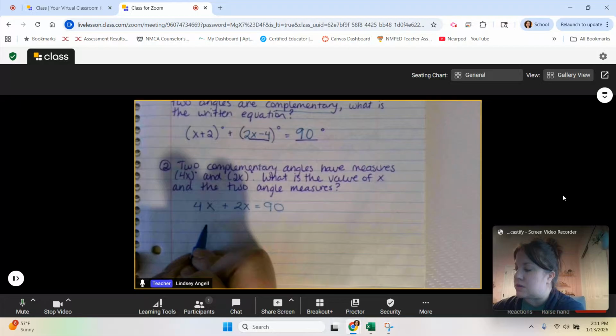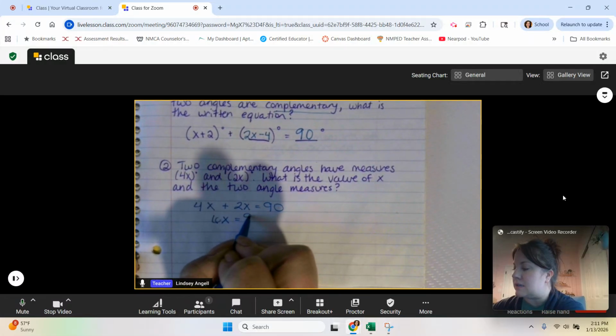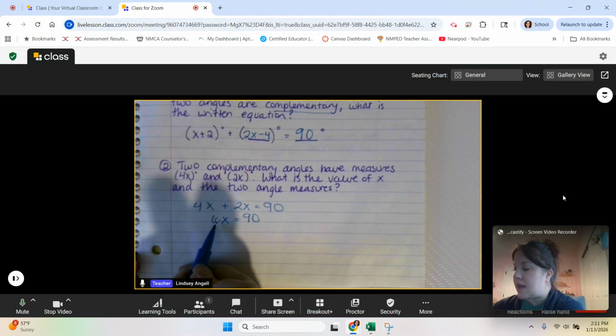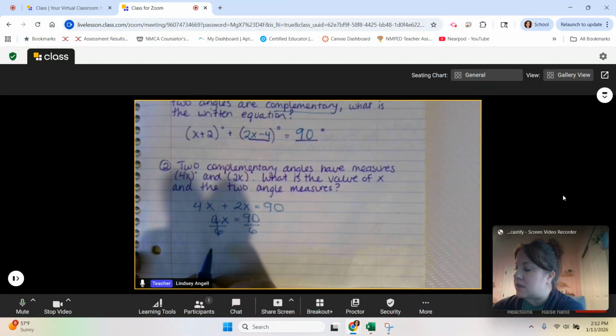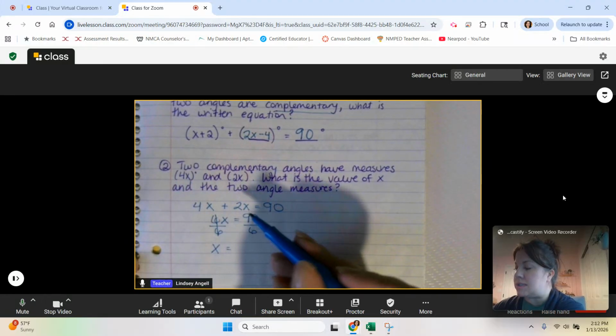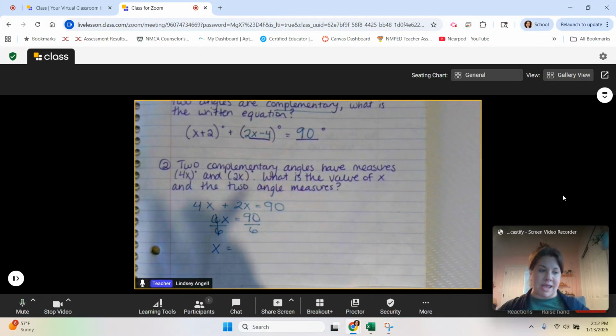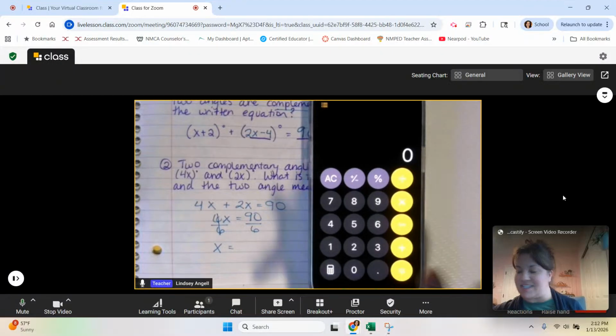Well, 4x plus 2x gives us 6x equals 90. Now, right now I'm multiplying x by 6, so to get x by itself, or isolated, we can divide both sides by 6. They'll cancel on the left, and then we have x equals 90 divided by 6. Well, let's see here. 90 divided by 3 is 30. And then if we divide that by 2, that would give us 15.